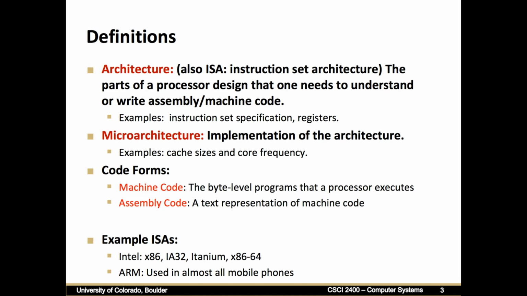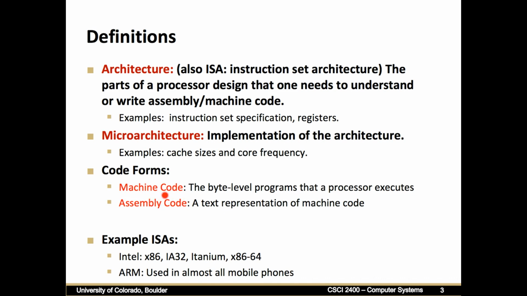It might have a common set of memory and registers, for example, that are then common across all implementations of that architecture. Then the microarchitecture is an implementation of a given architecture. And the microarchitecture might change not just by cache sizes and core frequency, but how something is actually implemented. So maybe how addition operations are performed, or how many instructions can execute at the same time within the processor.